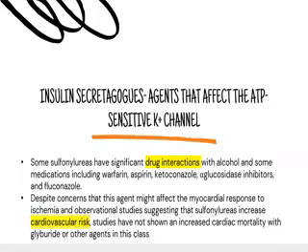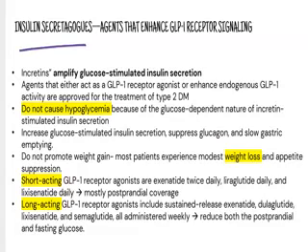Some sulfonylureas have significant drug interactions with alcohol and some medications including warfarin, aspirin, ketoconazole, alpha-glucosidase inhibitors, and fluconazole. Despite concerns that this agent might affect the myocardial response to ischemia and observational studies suggesting that sulfonylureas increase cardiovascular risk, studies have not shown any increased cardiac mortality with glyburide or other agents in this class.